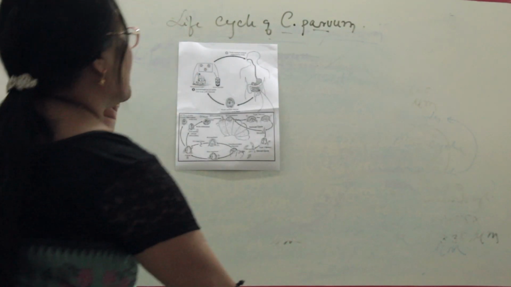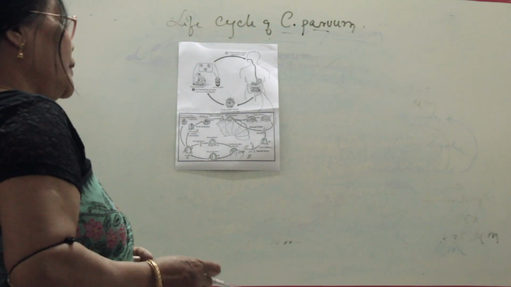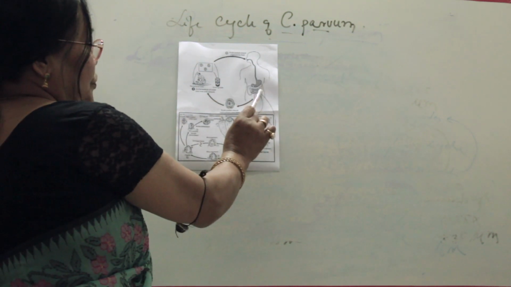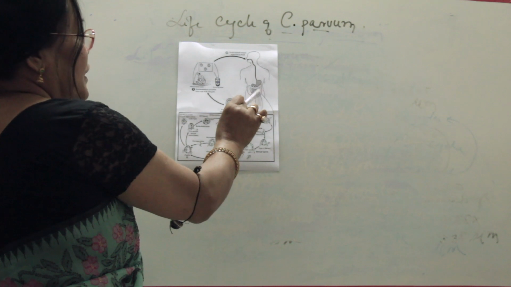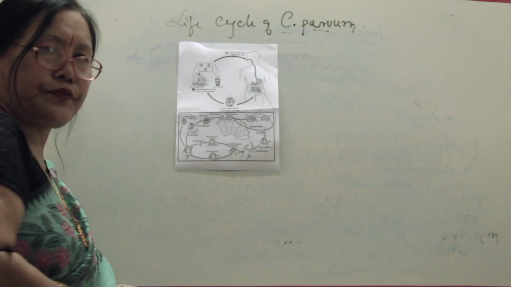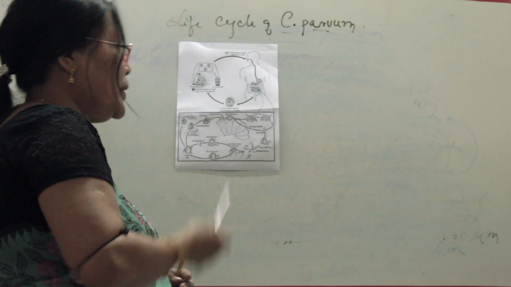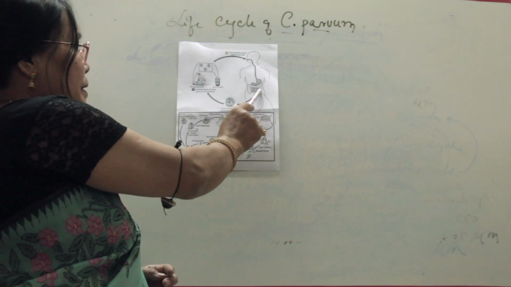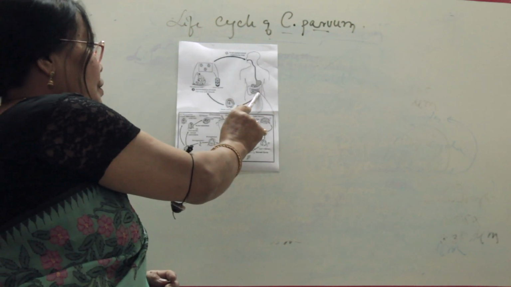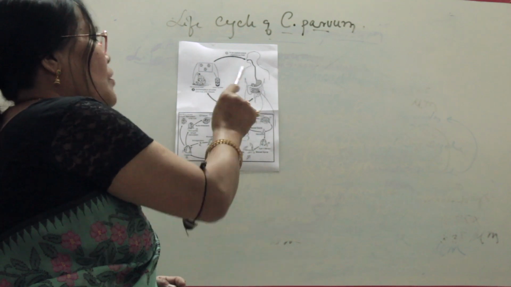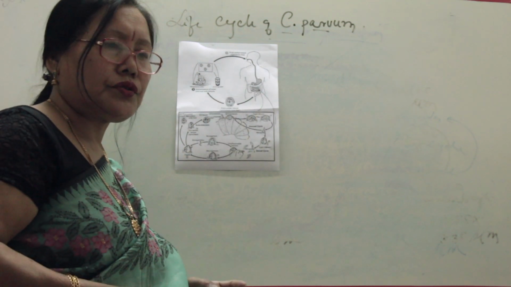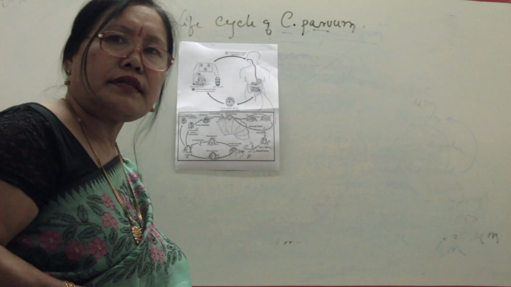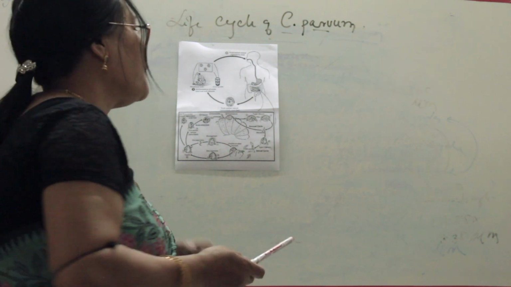Let's see. Cryptosporidium parvum is usually present in the small intestine of definitive hosts. For example, in human beings, they inhabit the small intestine, and in some cases they are also present in the lungs as well as in the liver.